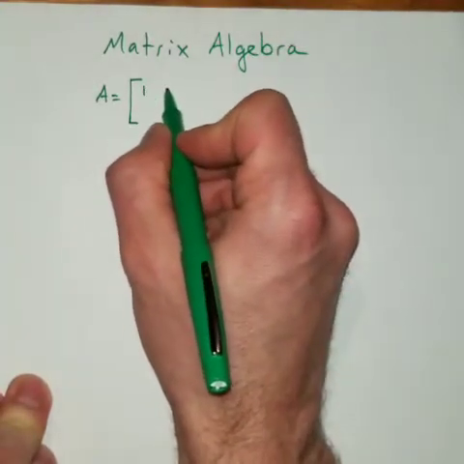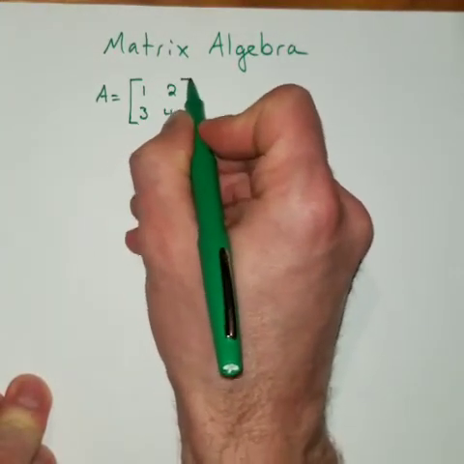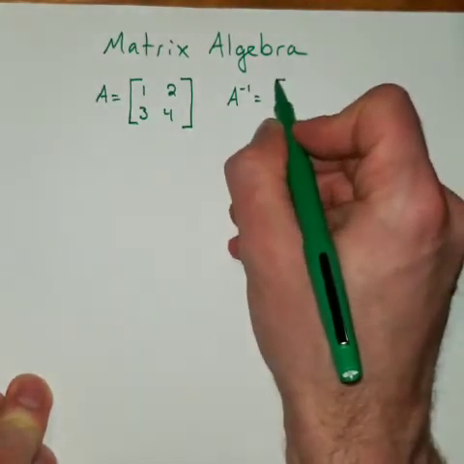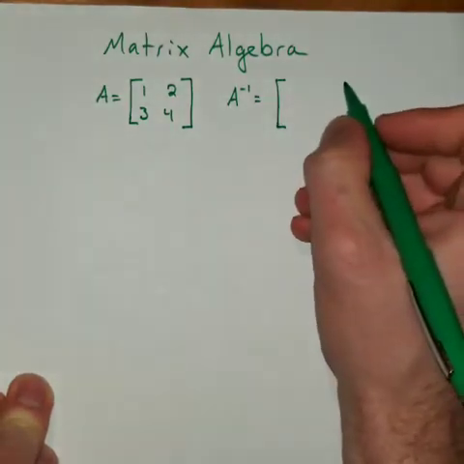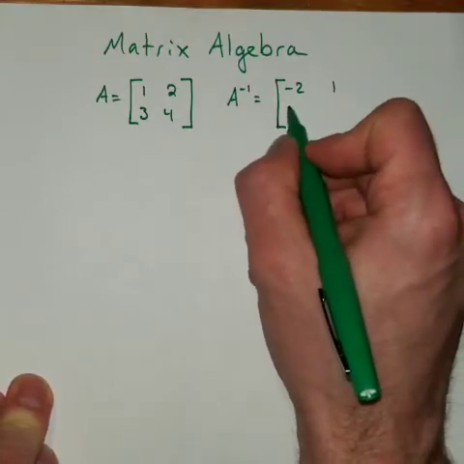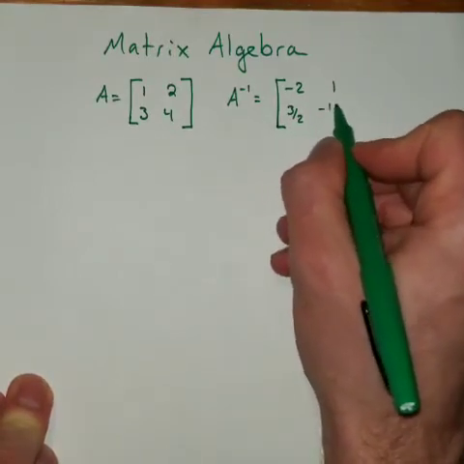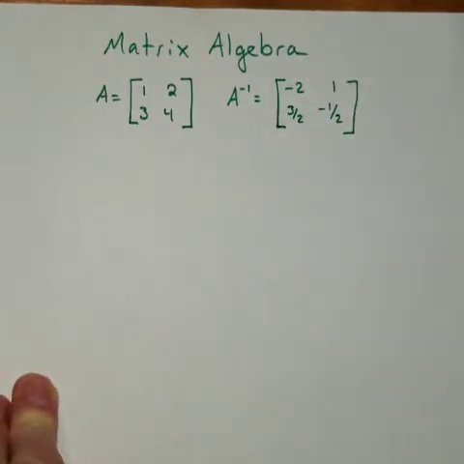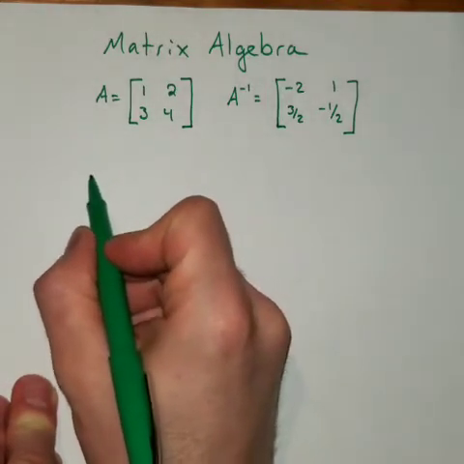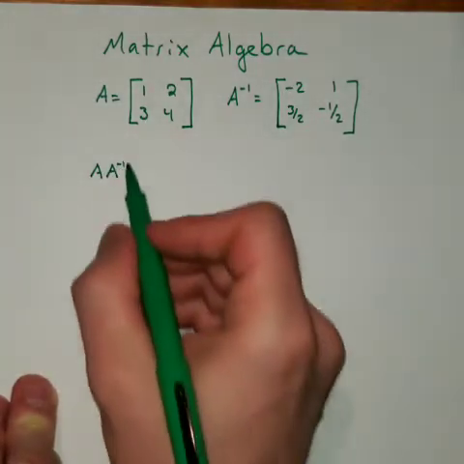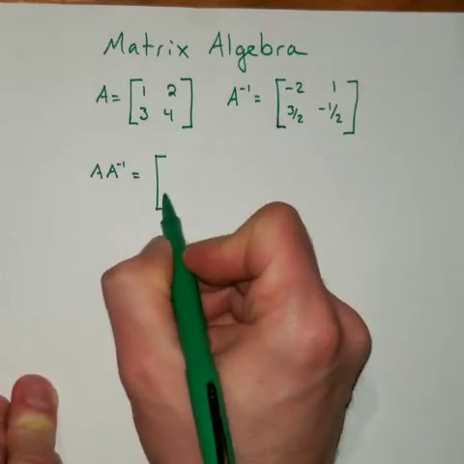So the matrix I used was 1, 2, 3, 4. We found the matrix -2, 1, 3/2, and -1/2. I was claiming it was the inverse, but I never really verified it to you. I should prove to you that it is. To do that, you're going to simply multiply those two matrices together using matrix multiplication.